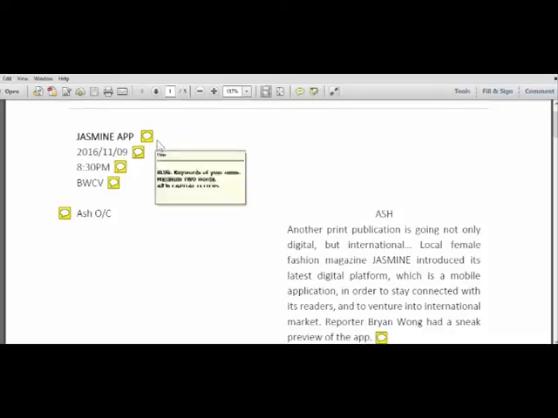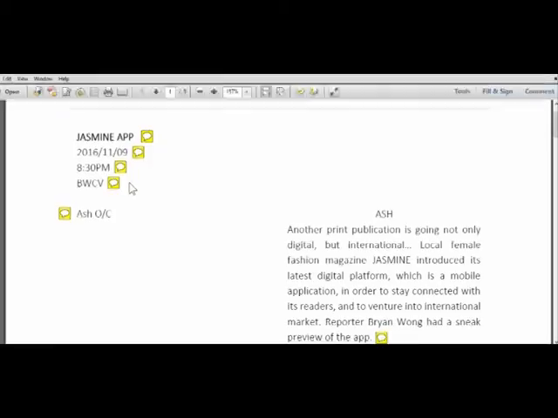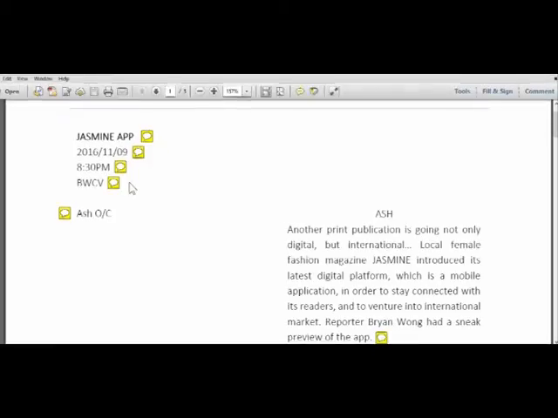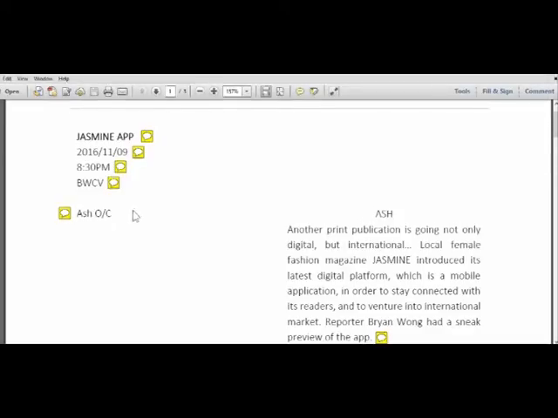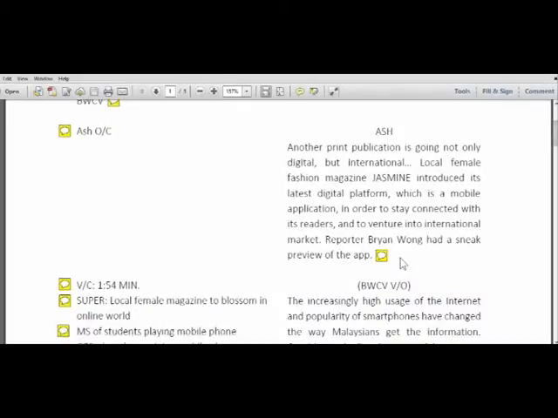So, slug, date, time, initials, followed by the news lead, which is the most important, or I would say, the most newsworthy fact of your entire article. But don't be greedy, just pick one or at most 2 points and make it your lead. End it with the introduction of the reporter. For example, reporter Brian Wong had a sneak preview of the app, or just simply, reporter Brian Wong has the story, or reporter Brian Wong tells you more.